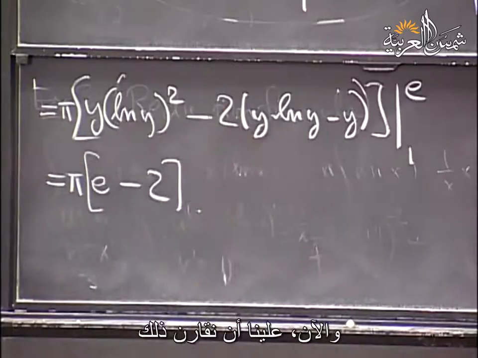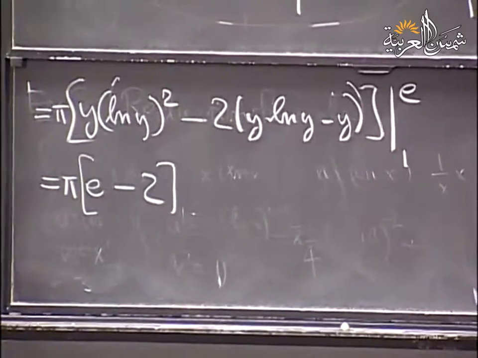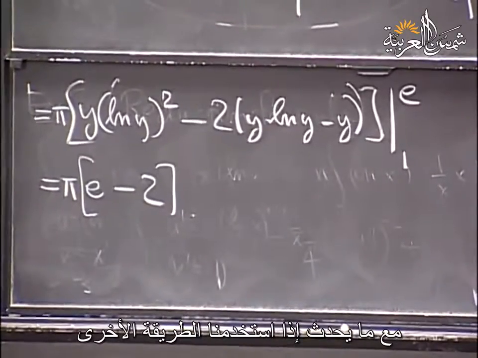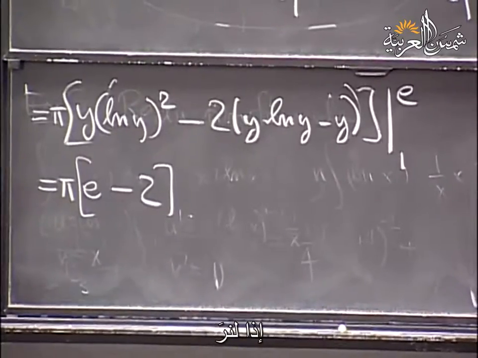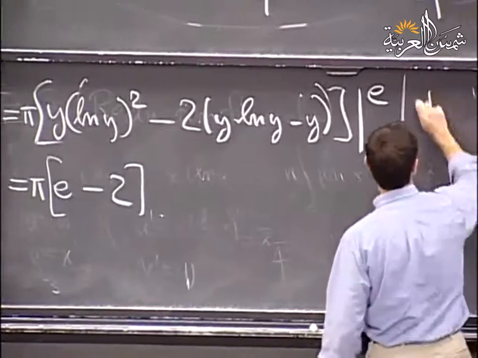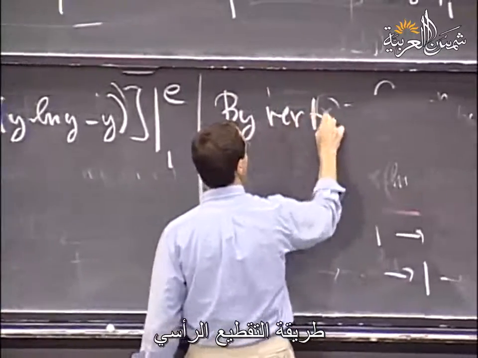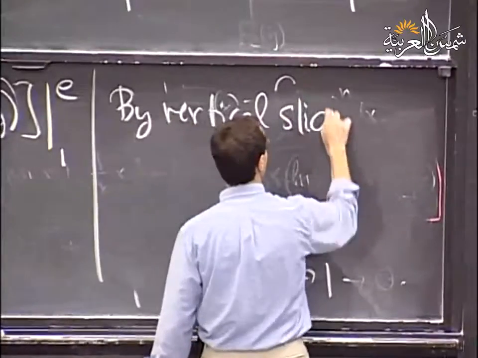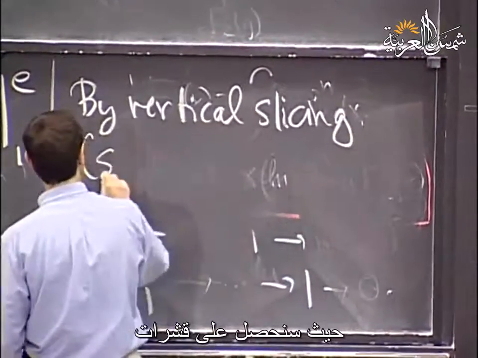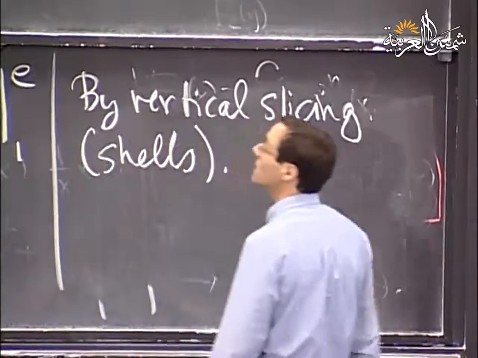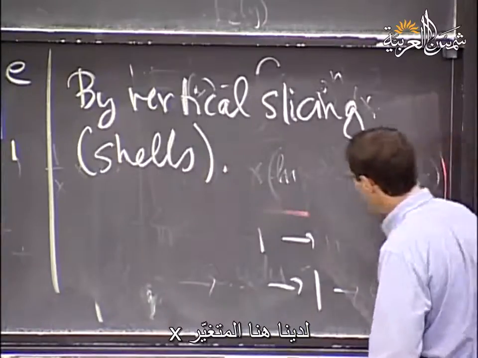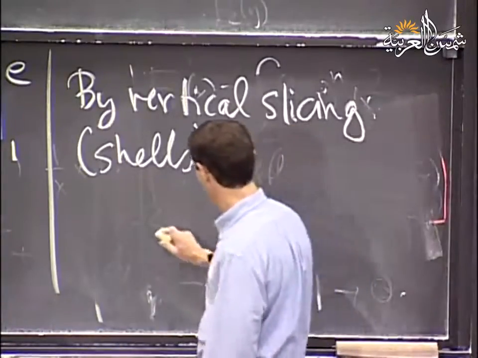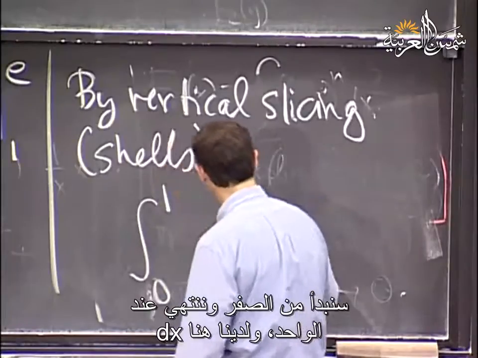All right, now we get to compare that with what happens if we do it the other way. So what's the vertical? Vertical. So by vertical slicing, we get shells. And that starts, that's in the x variable. It starts at 0 and ends at 1, and it's dx.